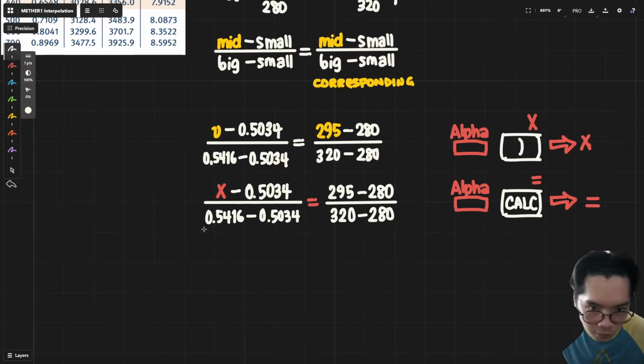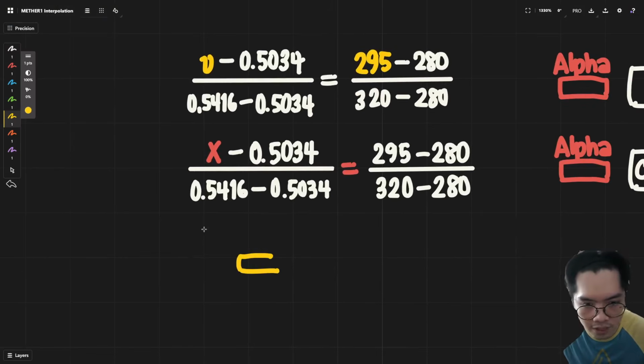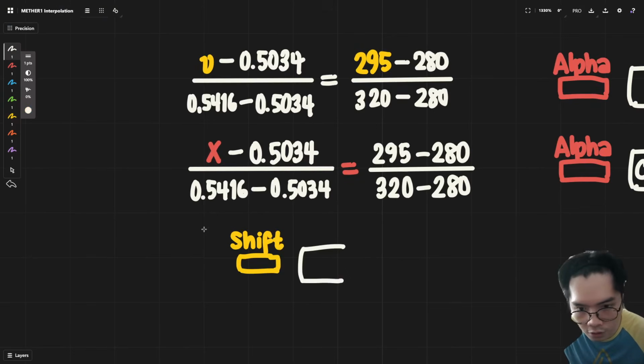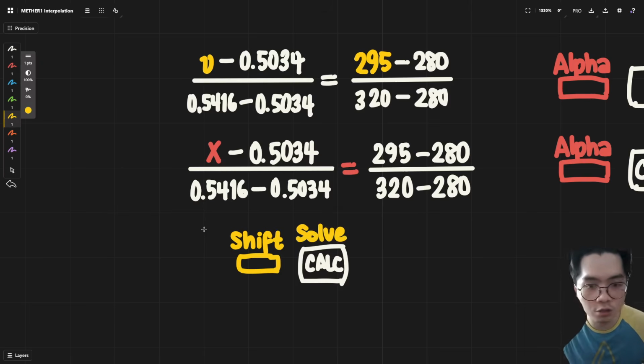Okay, and from then, what you're going to do, this is why it's called shift solve, is look at your shift button, which is either colored yellow or orange. Shift, and then you're going to look for the word solve, usually under the calc button. That is why we call this shift solve. And then when you do shift solve for this, say for example, I will do this on my end, 0.5034, 0.5416 minus 0.5034, you will get 295 minus 280 over 320 minus 280.